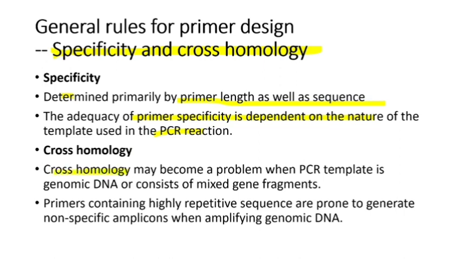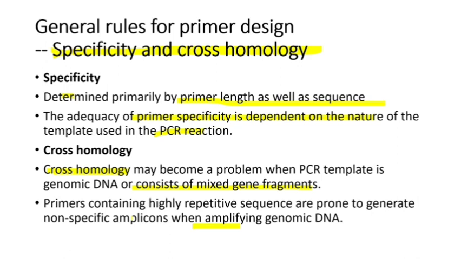The second parameter is cross homology. It may become a problem when the PCR template is genomic DNA consisting of mixed gene fragments. Primers containing highly repetitive sequences are prone to generate non-specific amplicons when amplifying genomic DNA, because they can bind to different regions of the genome and produce non-specific amplification. So you should keep this in mind: cross homology should also be prevented.